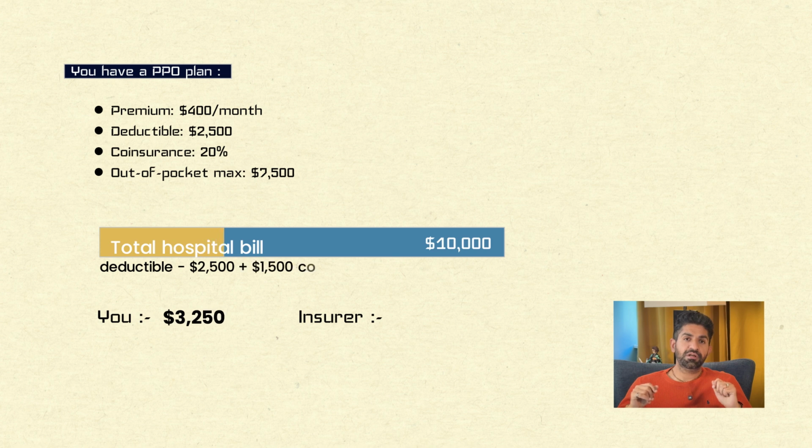Plus $1,500, which is coming from 20% of the remaining 7,500. So 20% of 7,500 comes out to be 1,500. So you will add 2,500 and 1,500, that is $4,000. $4,000 is something that you end up paying from your pocket, and then the remaining $6,000 will be paid by the insurance company. That's how it works.